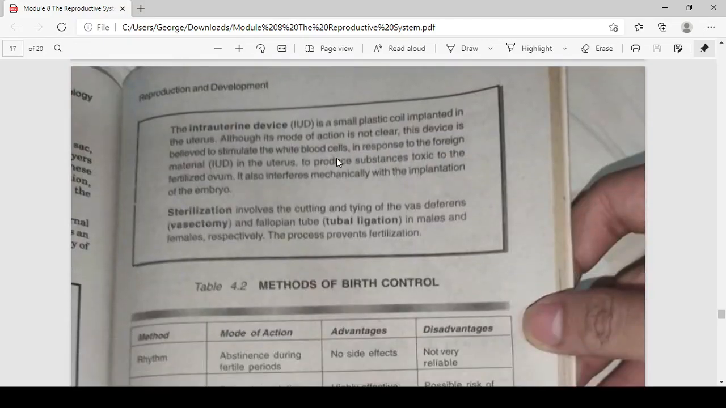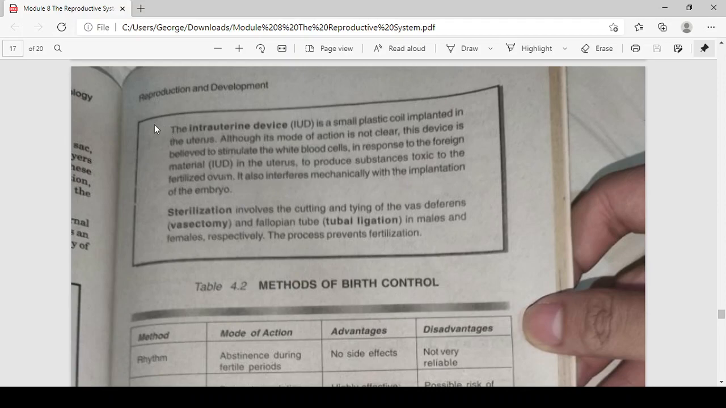Next, you have your IUD, your intrauterine device. It is a small plastic coil implanted in the uterus, kids. Do clamps na siya, kids, ang ato na IUD na ginasulod sa uterus ng babae through its vaginal opening. Although its mode of action is not clear, this device is to stimulate the white blood cells in response to the foreign material IUD in the uterus to produce substance toxic to the fertilized ovum. It also interferes mechanically with the implantation of the embryo.